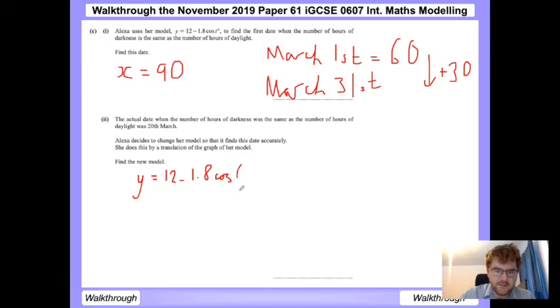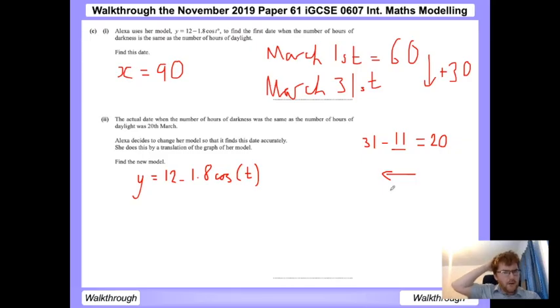And this takes a little bit of thinking about here. We want to change this model so it finds the date accurately. So instead of the number of hours of daylight and darkness being the same on March the 31st, we want it to be the same on March the 20th. So what do we do to 31 to get to 20? We want to take away 11. So what we want to do to this model is shift it 11 units to the left.